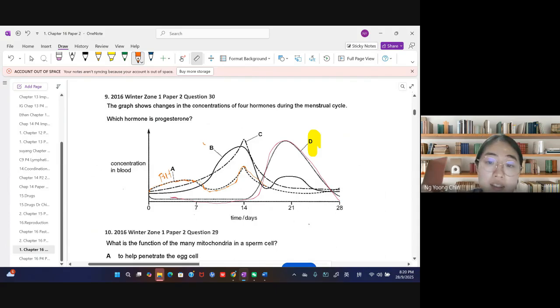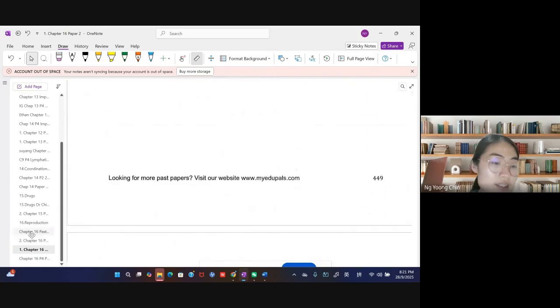Then how about the B? You can see the B has about 2 peaks. Let me show you this one, B. It actually increases between 7 to 14 days. B has the highest level in the 7 to 14 days compared to other hormones, and then it has 2 peaks. So B will be the estrogen. Then how about C? C is LH, because C is highest at day 14. So it's not as hard as you think, right? That's all.